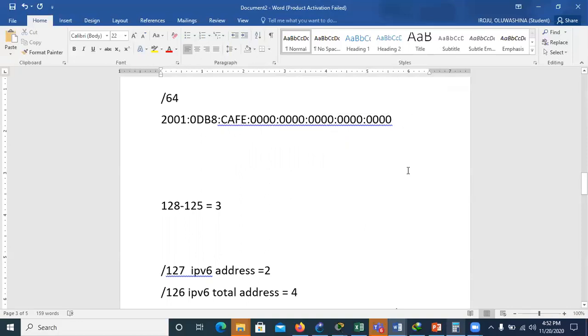Here is your network, here is your host. When you have this kind of network, what do you need to do? You need to summarize. You need to aggregate, because this network can be aggregated. You have leading zeros here. So what are you going to do if you aggregate it?